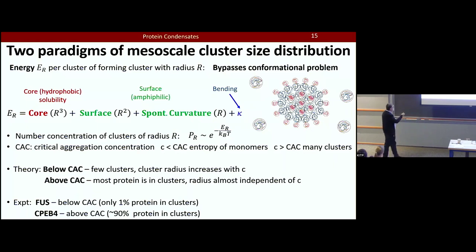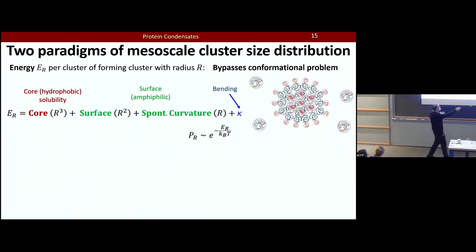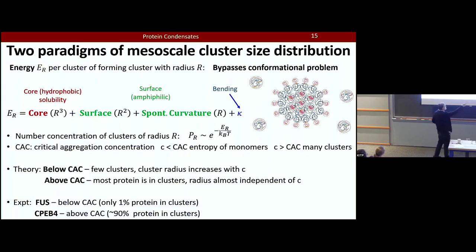The theory of self-assembly tells you that below the critical aggregation concentration, when you're very, very dilute, you have few clusters. You do have them because they are more stable energetically, and there's some probability to have them. And if you go through the theory, the size of these clusters will increase with concentration. Above the critical aggregation concentration, you have some cluster that's fairly stable energetically. Most of the proteins are in the clusters, not in monomers in solution, and the radius stays almost independent of the concentration. This is very standard statistical thermodynamics of generalizations of micelles. This is like a generalization of the micelle with the surface and the core.